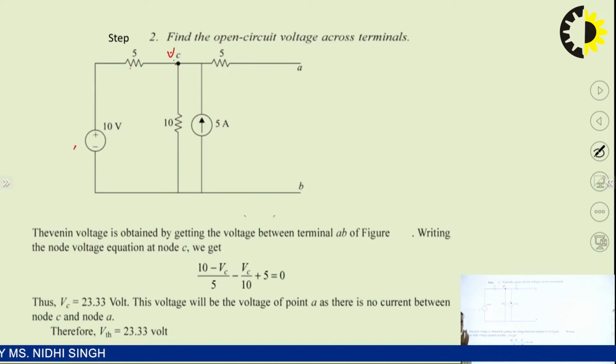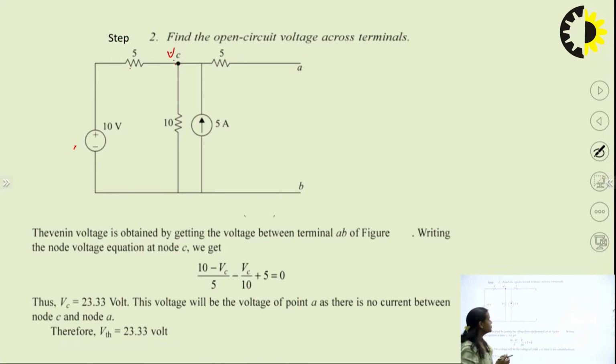Node equation we write in terms of current, right? So 10 minus Vc by 5, this will be the current in this branch, then minus Vc by 10, then this is a current source, we know the value of current which is coming to this node is 5. So this is the equation, this is equal to 0. We know that the algebraic sum of all the current at a particular node is equal to 0.